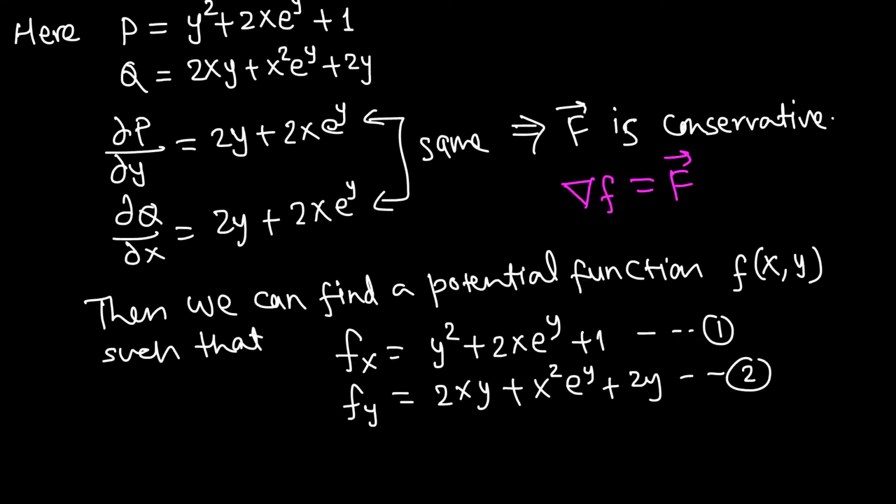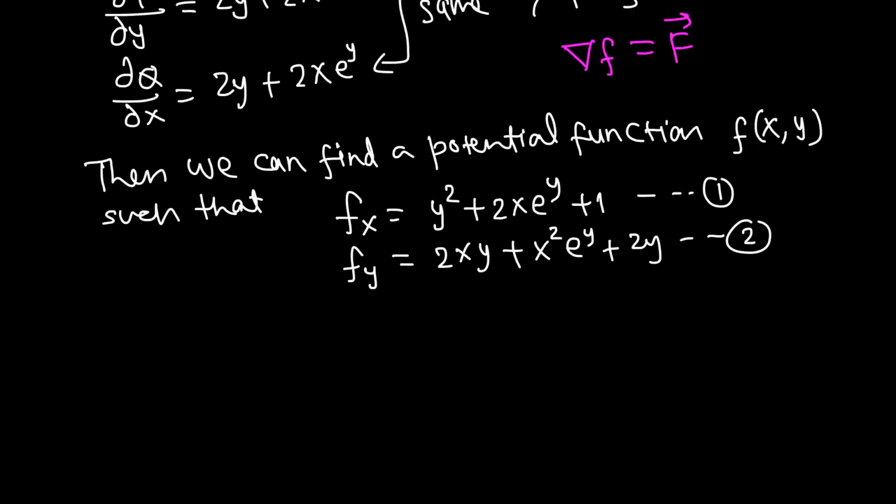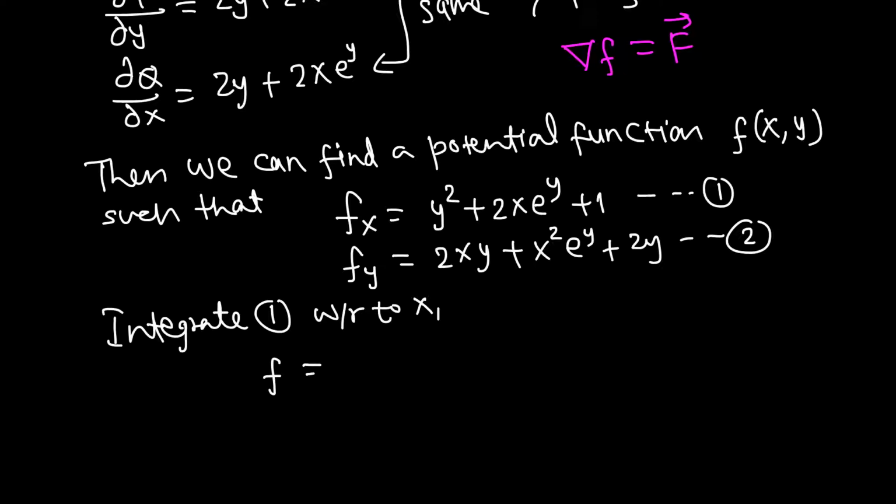Let's recover the function from equations 1 and 2. This is the derivative with respect to x, and this is the derivative with respect to y. So we can integrate equation 1 with respect to x. The function we are looking for equals the antiderivative of y squared with respect to x. y squared is constant, so with respect to x it's like 5 dx, which means 5x.